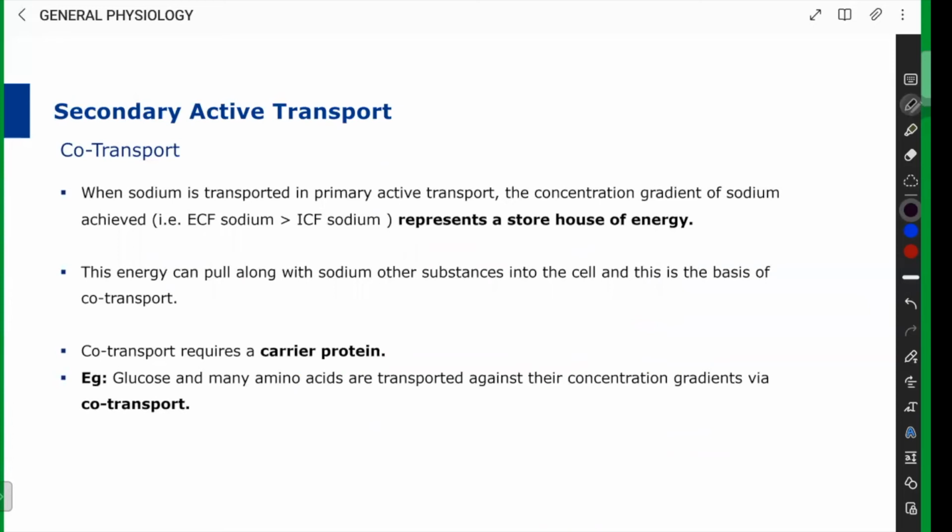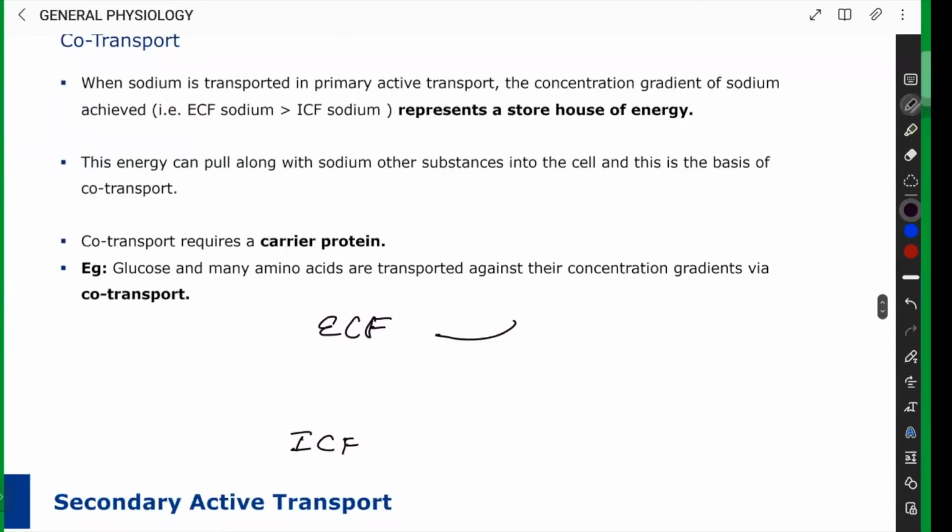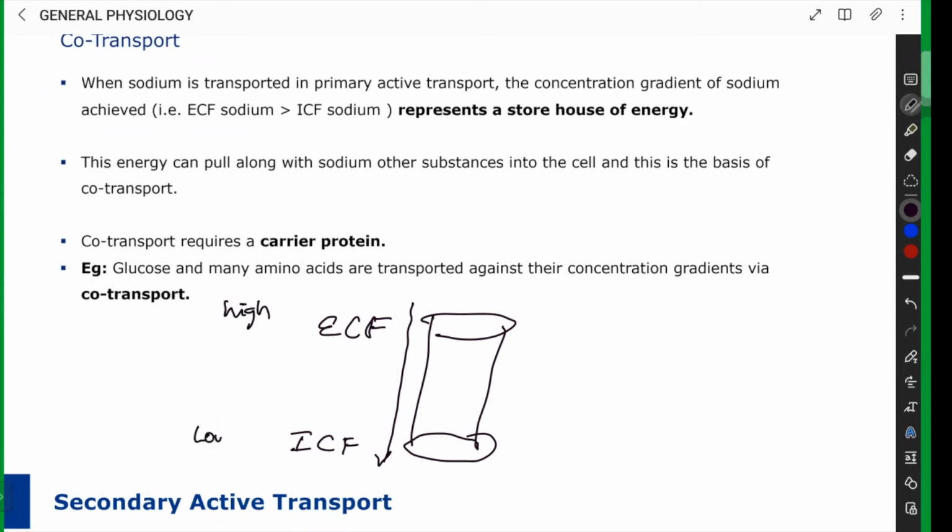Here also your sodium is going to move along the concentration gradient. But the second molecule is going to move against the gradient. For example, you're going to have an ECF, you're going to have an ICF. So this is going to be a transportation protein. Here your sodium is going to move from extracellular to intracellular, that is from higher concentration to lower concentration, isn't it? From higher concentration to lower concentration, your sodium is moving, I accept.